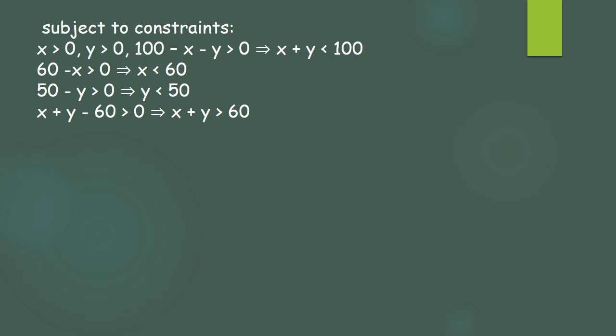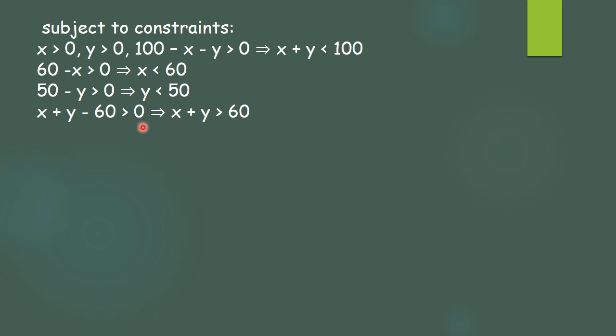Here, that is the first, x should be greater than 0, y should be greater than 0. 100 minus x minus y should be greater than 0, and that implies x plus y is less than 100. 60 minus x is greater than 0 implies x is less than 60. 50 minus y is greater than 0 implies y is less than 50, and x plus y minus 60 is greater than 0 implies x plus y is greater than 60.